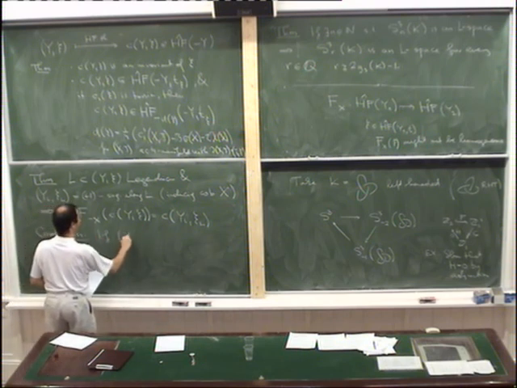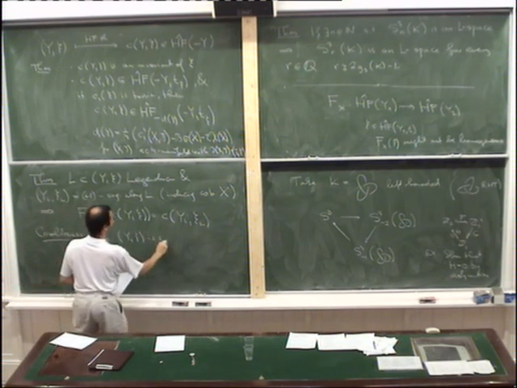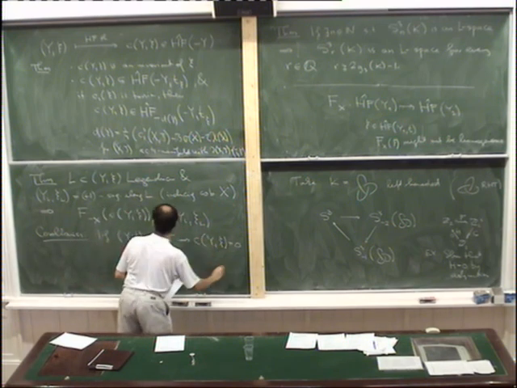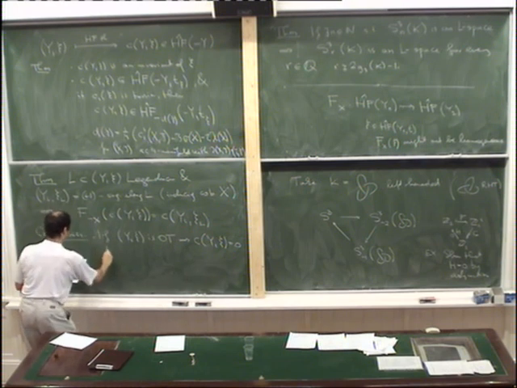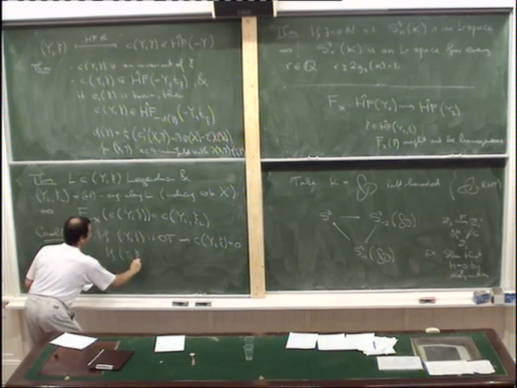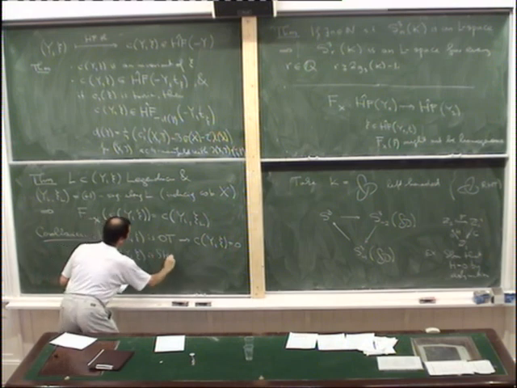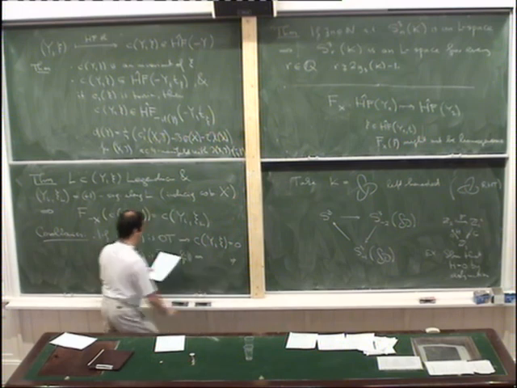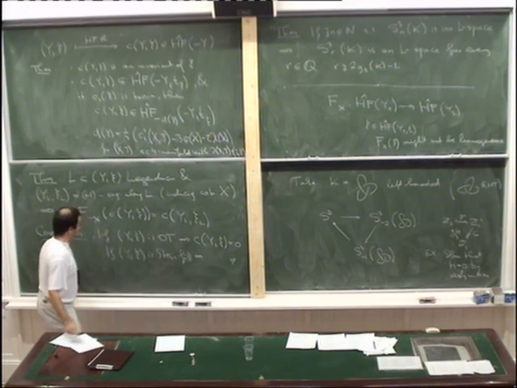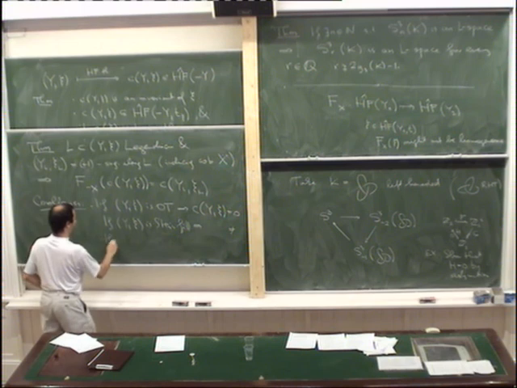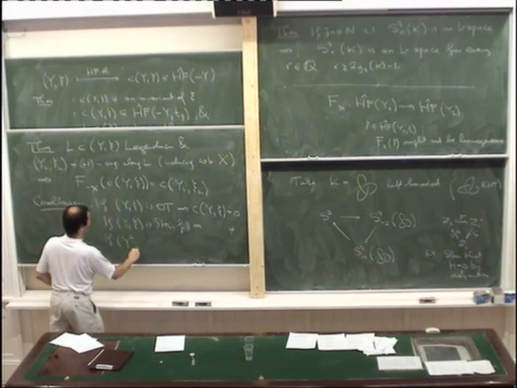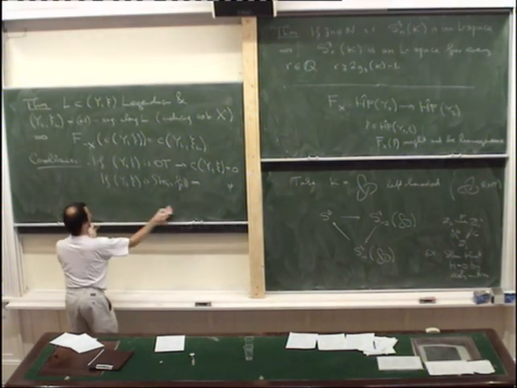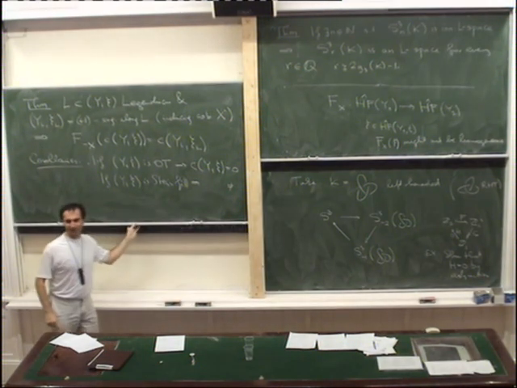If Y psi is overtwisted, then c(Y psi) is 0. If Y psi is Stein fillable, then the contact invariant is non-zero. And finally, the third one, we'll do that next time. It's too long and not so interesting.